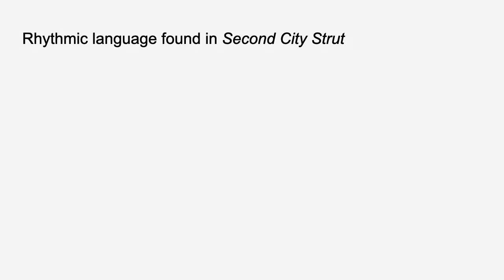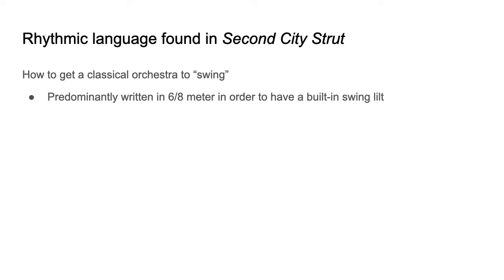One of the interesting challenges in creating Second City Strut was how to get a classical orchestra to swing. Swing is perhaps the most difficult thing to define within jazz music, but it is also arguably the quintessential element of jazz. So in order to get that orchestra to swing, I predominantly wrote the piece in a 6/8 meter to have a built-in swing lilt, making things a bit easier for the performers to swing.